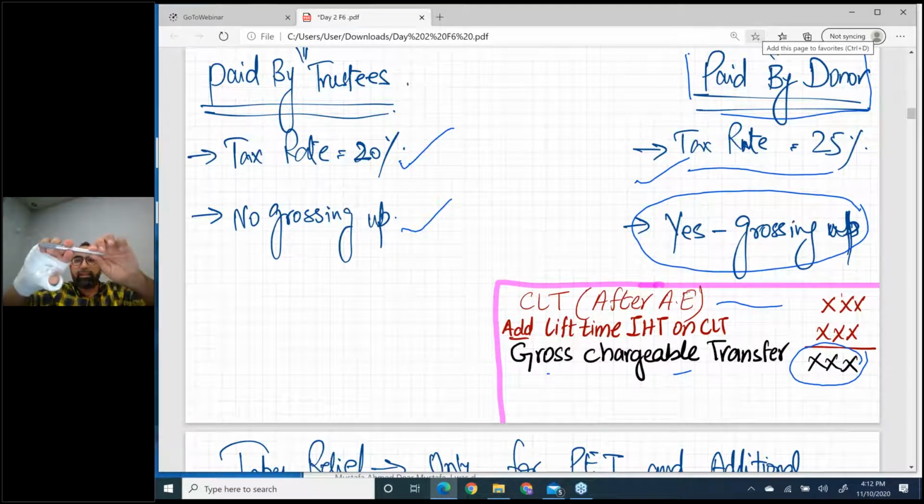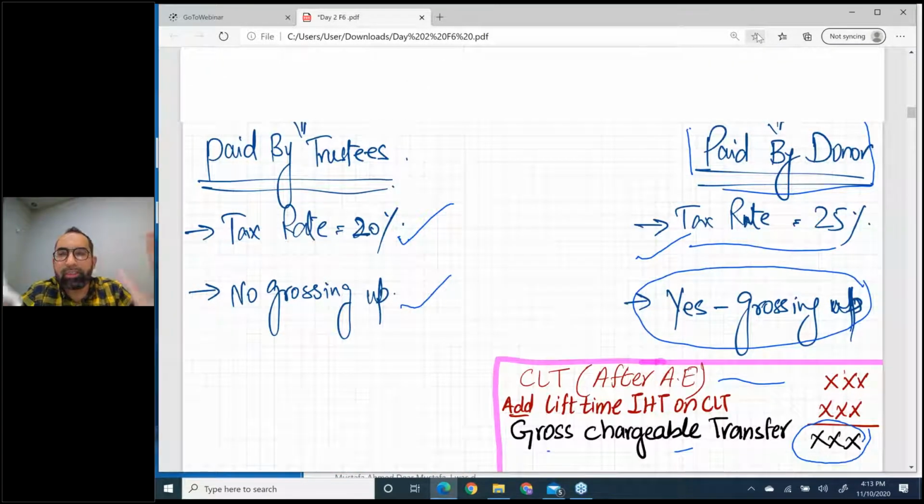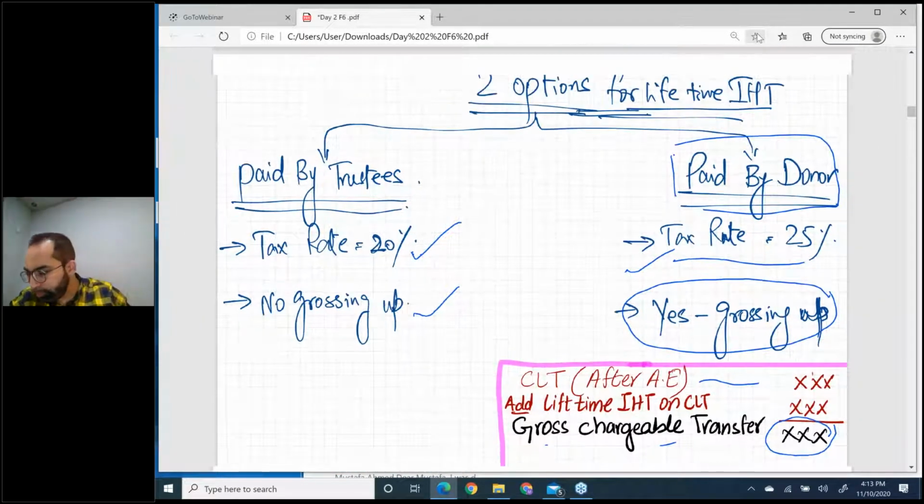So now listen, the total decrease in wealth is this pen plus the lifetime IHT. So when we add both of them, then we come to the actual decrease in wealth of donor. So the logic of grossing up is one line: IHT is computed on decrease in wealth of donor. Giving you 20-30 seconds. Just look at this sketch.